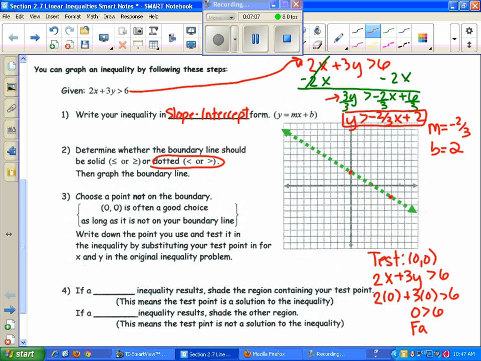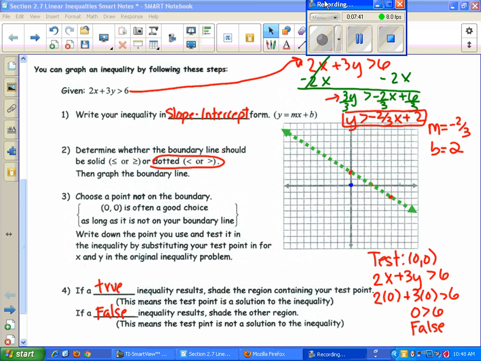No, this is false. Since this is false, it says for number 4, if a true inequality results, we're going to shade the region containing your test point. And if a false inequality results, we're going to shade the other region. So in this case, we got false. So where is 0, 0 on my graph? Remember, 0, 0 is right there. So this is not included in my solution set. So that means I want to shade the other side of my boundary line.